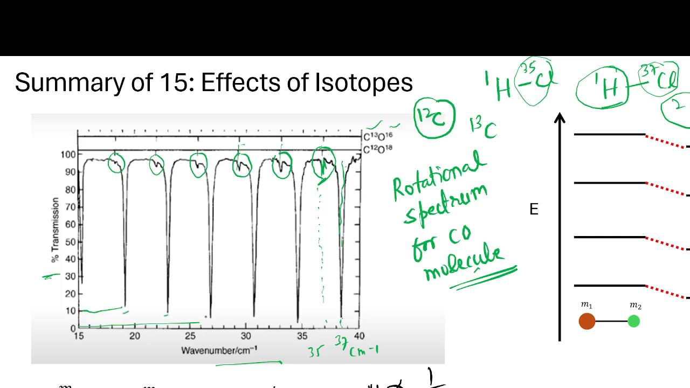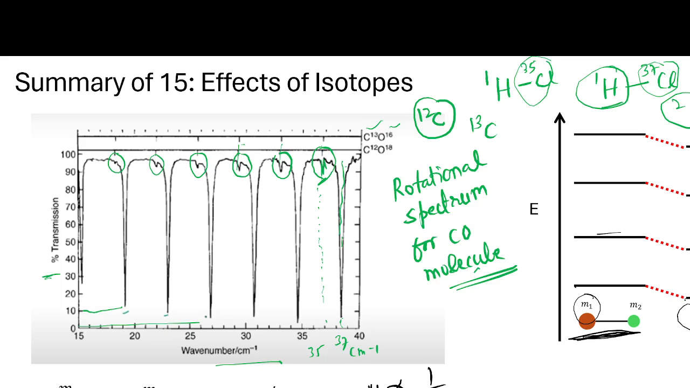So that's why you can see here, initially we will have this kind of energy level, but when we replace this m1 with m1 prime, the energy of this level will decrease. Okay, and that's why this value will shift toward the left, toward lower energy.